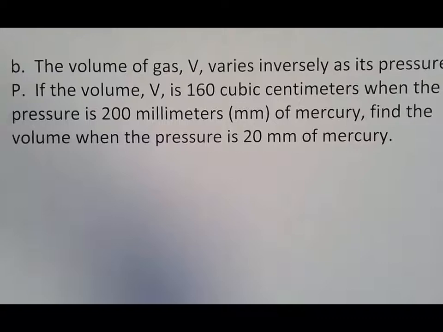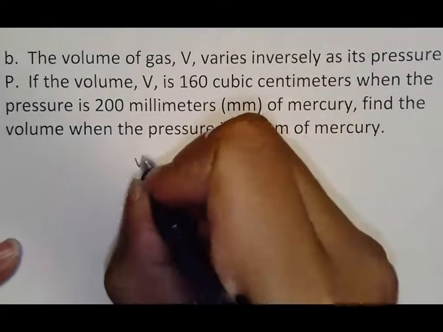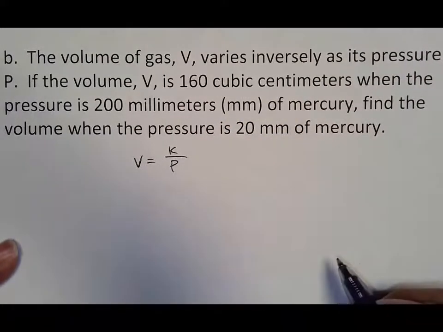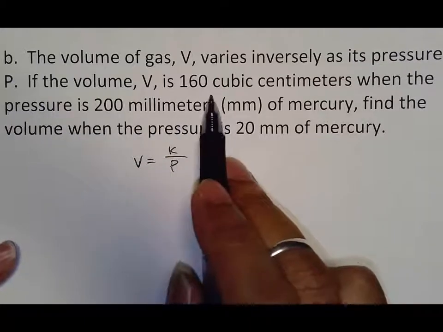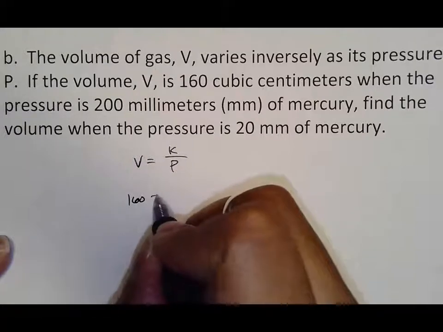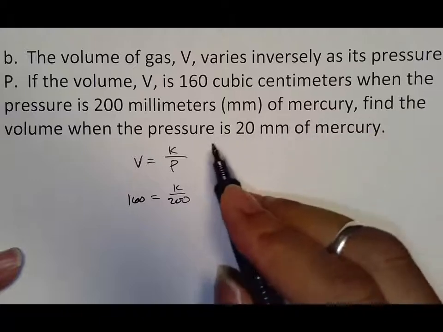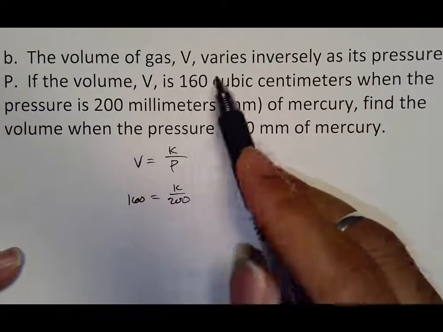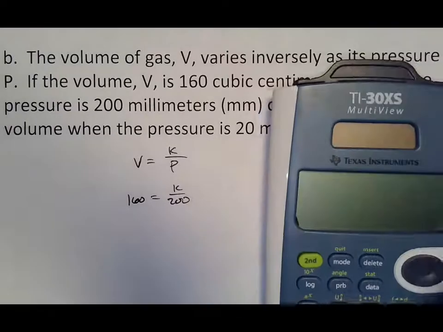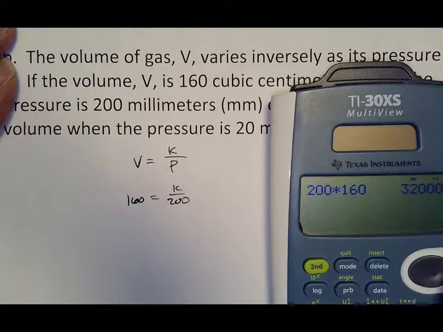The volume of gas, V, varies inversely as its pressure, P. Again, that's your statement. So volume varies inversely as its pressure, P. So V equals K over P. It says if the volume V is 160 cubic centimeters when the pressure is 200, so that's volume, which is 160. When the pressure is 200, they want to find something else. But again, they gave me the volume and the pressure in one situation, so we're going to use that to find K. Of course, that means we multiply by 200, which gives me 32,000.